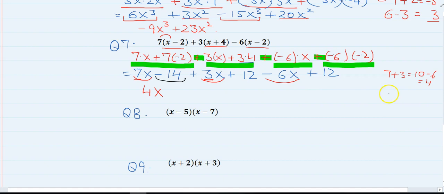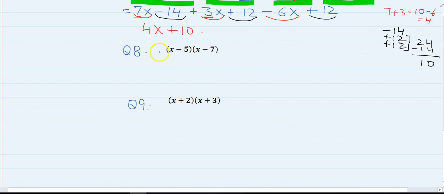Now let's talk about the numbers. Minus 14 plus 12 plus 12. We know these are the positive signs. 12 plus 12 is 24, and minus 14. So it will be 10. So the answer is plus 10.